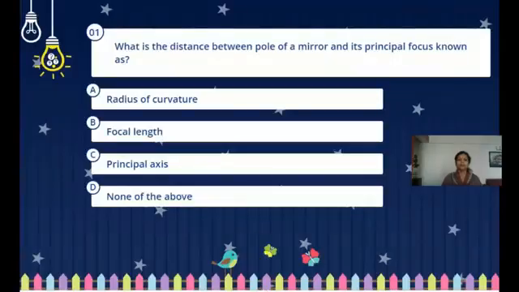Children, it's now quiz time for all of you. So I want all of you to be ready with a pen or a pencil or a paper. I will flash some questions on the screen. You have to read the question, find out the option and just write the correct option. So here it goes. What is the distance between the pole of the mirror and its principal focus known as? Options are radius of curvature, focal length, principal axis and none of the above. Select the correct answer and write it.